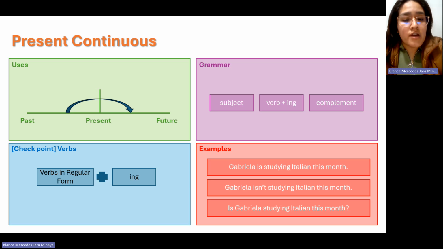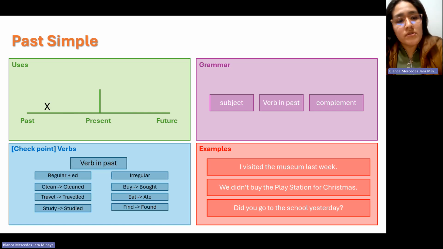Some examples: Gabriela is studying Italian this month. Gabriela isn't studying Italian this month. And is Gabriela studying Italian this month? These are the examples in the affirmative, negative, and interrogative. Now about the past simple.